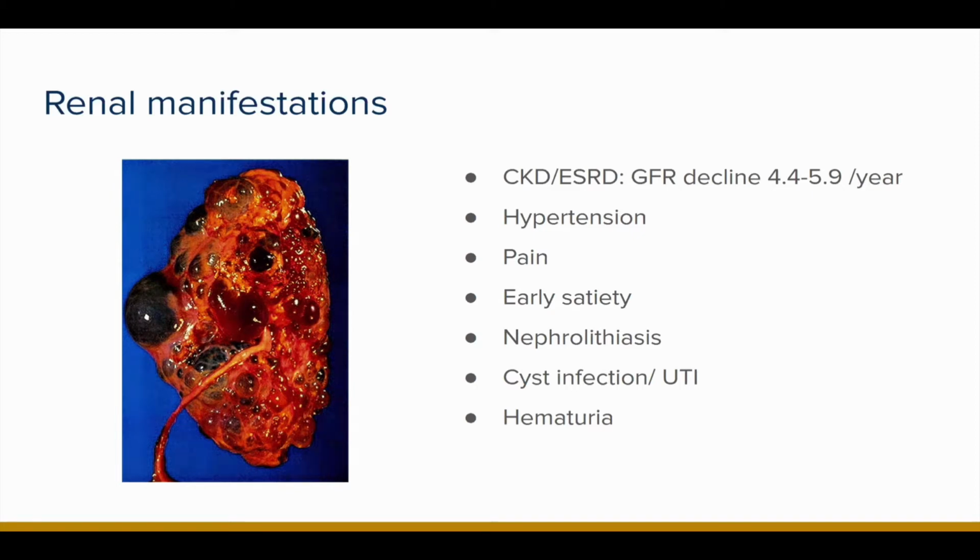Patients can also develop hypertension, episodes of pain, both acute and chronic. The chronic pain being more a result of renal capsular distension related to the size of these cysts. They may present with early satiety due to the significant size of these kidneys within the abdomen. They may have nephrolithiasis, and they're at increased risk for this. Urinary tract infections and infections of the cysts, as well as they may present with hematuria.